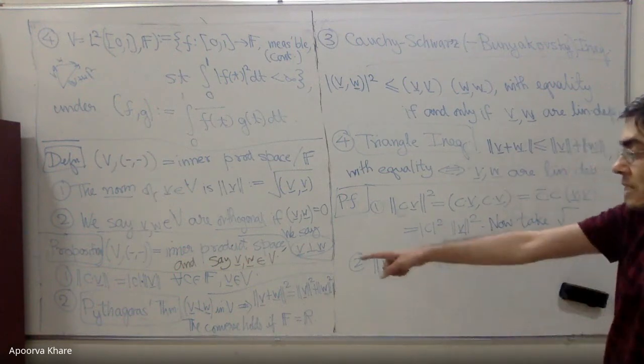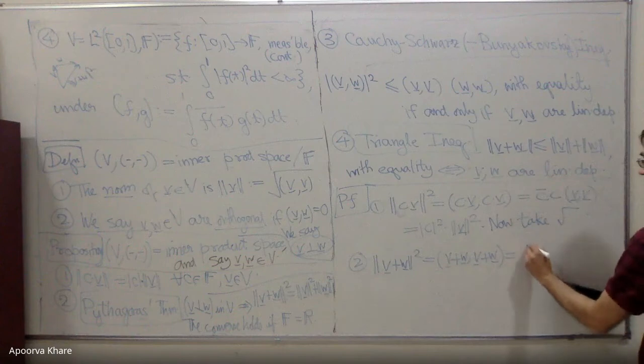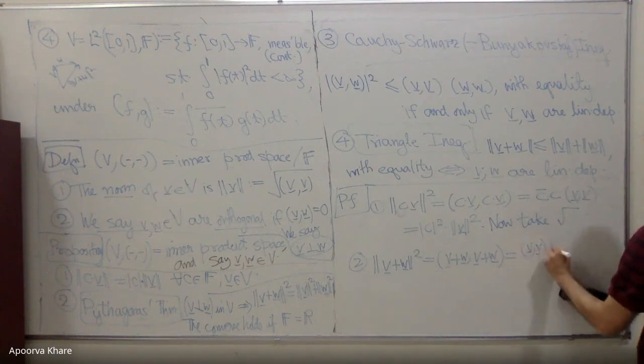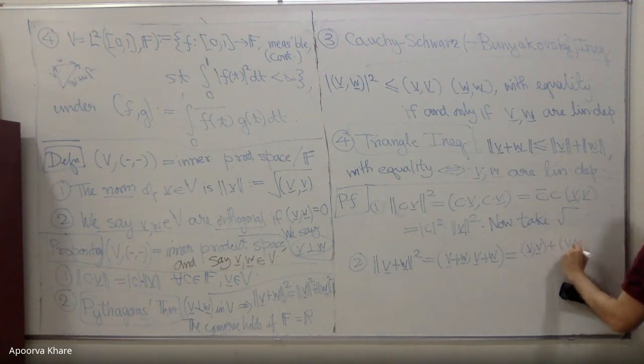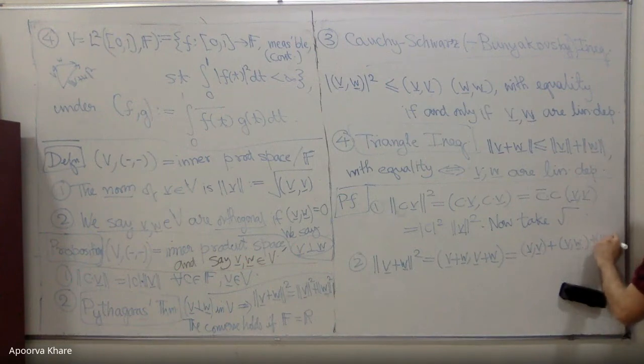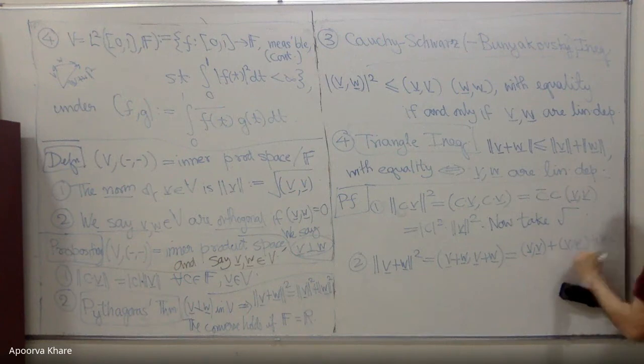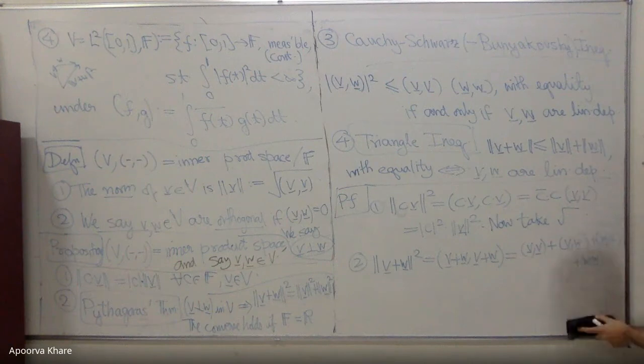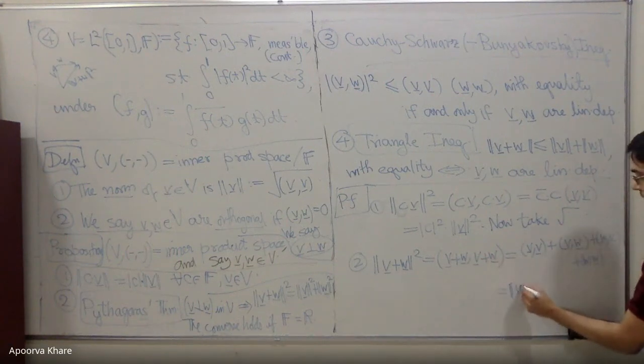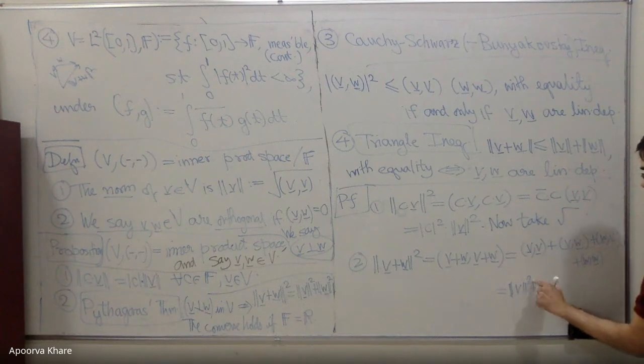But now, since V and W are orthogonal, let's write this down. This is ⟨V, V⟩ plus ⟨V, W⟩ plus ⟨W, V⟩ plus ⟨W, W⟩. Now since V and W are orthogonal, these two terms are 0. And so you just get ⟨V, V⟩ plus ⟨W, W⟩, and that is exactly equal to the right hand side.